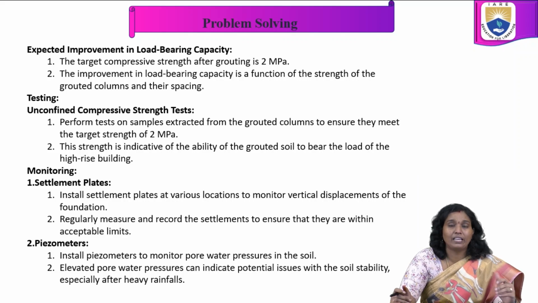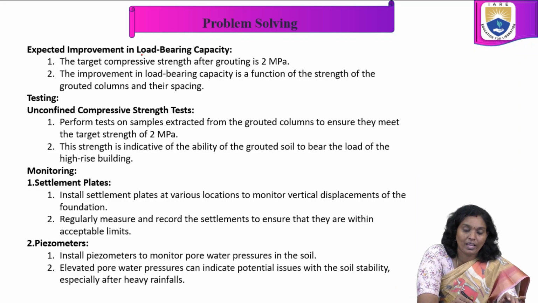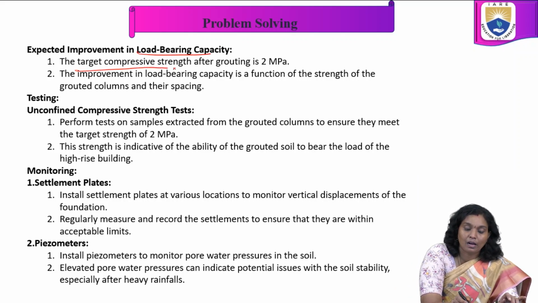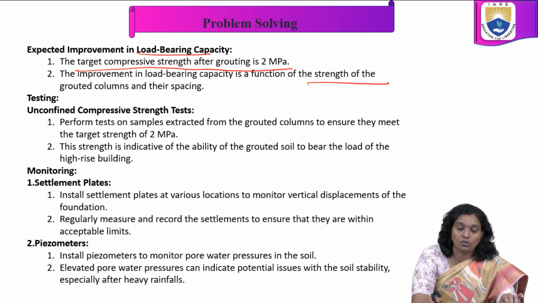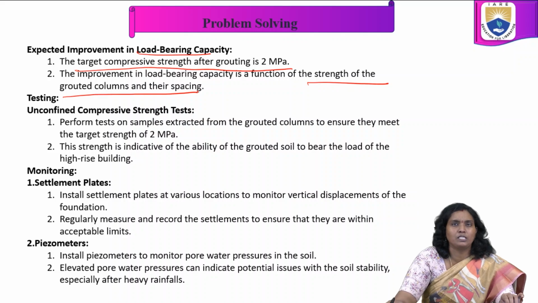And now expected improvement in load bearing capacity, we are going to see testing, what are the things and also monitoring the parameters in this jet grouting. In this expected improvement in the load bearing capacity, the target compressive strength after grouting is 2 MPa. The improvement in load bearing capacity is a function of the strength of the grouted column and their spacing.